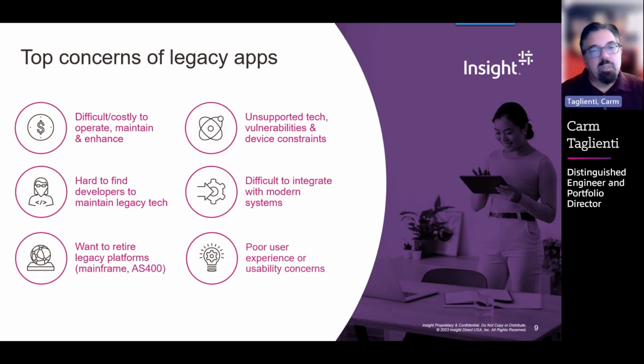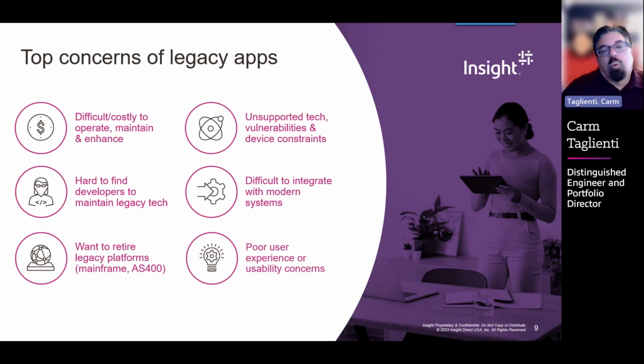Unsupported technology is a big one, and it's difficult to integrate with modern systems. Integration is a big deal these days. Although a lot of new applications are service-based and API-based, so we usually have the ability to interact through APIs or software services, not all of them are. So sometimes it's difficult to integrate. These are things that we want to take into consideration. This whole movement toward creating services-based applications is really important. Microservices, even more important as we think about the future.